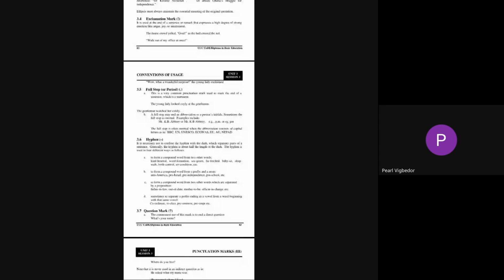Okay, so with the full stop, when do we use the full stop? Madam, it is used at the end of a sentence. All right. So it is used to end a sentence. When you want to show that you have completed a particular sentence, or you have really ended a particular sentence, that is one way that we use the full stop.